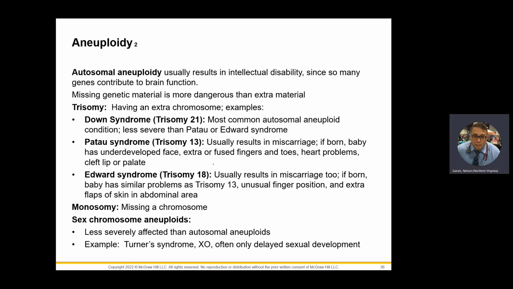But for Down syndrome, it doesn't separate. So you'll have autosomal aneuploidy. Down syndrome is trisomy 21, Patau is 13, Edwards is 18. What you must know is Down syndrome, trisomy 21. Just know that Patau and Edwards are quite severe, and the baby usually doesn't live.